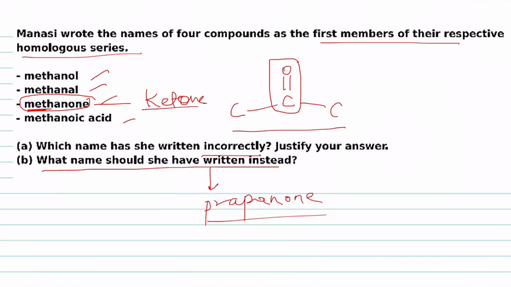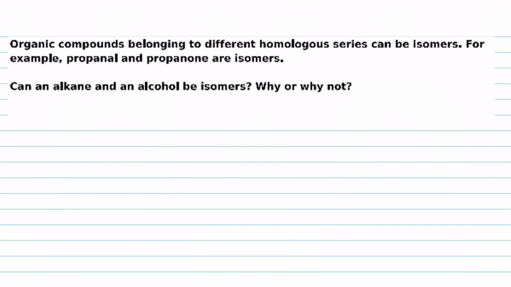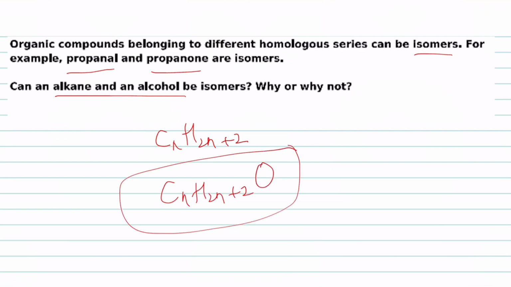Moving on. Organic compounds belonging to different homologous series can be isomers. Propanol and propanone are isomers. Can alkane and alcohol be isomers? Let's see. Alkane is CnH2n+2, alcohols are CnH2n+2 and an O. So they definitely cannot be isomers, because isomers need to have the same molecular formula or chemical formula. Structures can be different, but the formula needs to be the same. And here there's a difference in the formula, right? So alkane and alcohol cannot be isomers.